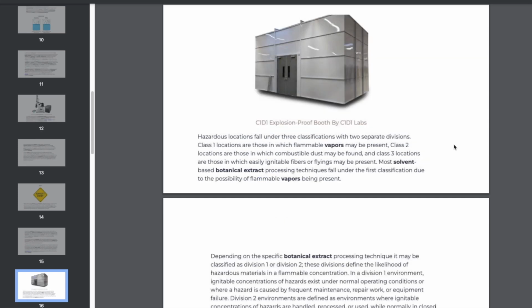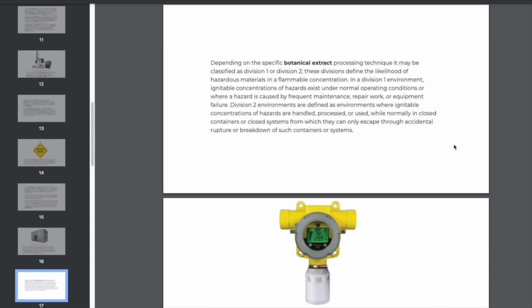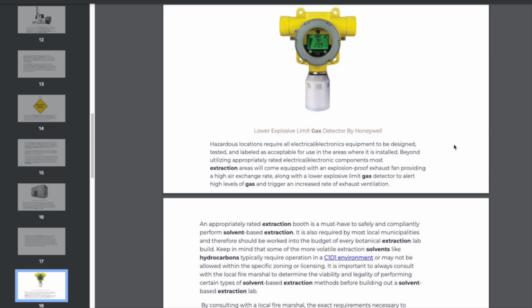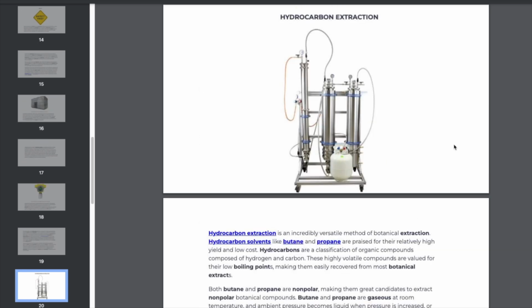Here you have a Class 1 Division 1. I'm just going to skim through a lot of this because you should be watching the safety video first, and all of that is there. Here you have your lower explosive limit, and here you have your actual hydrocarbon extraction. Now, go do your safety research first. You shouldn't be assembling this without understanding that, but I'm not going to waste your time going through it twice.